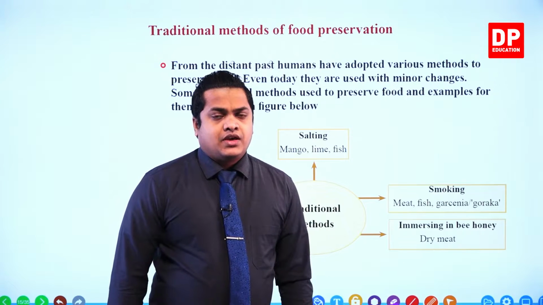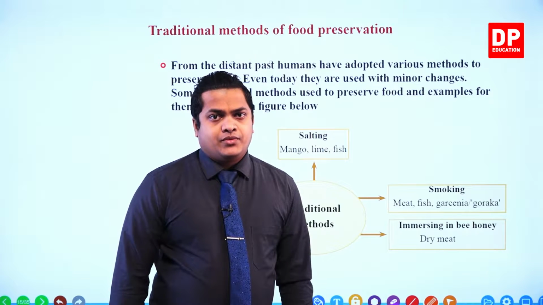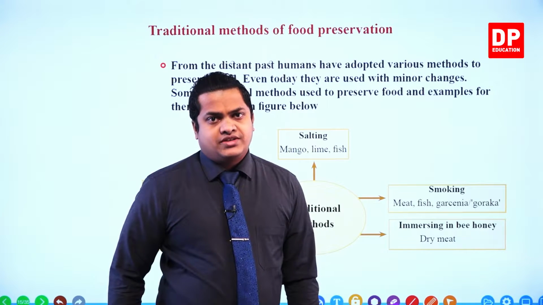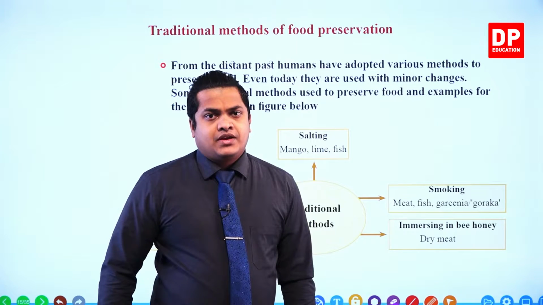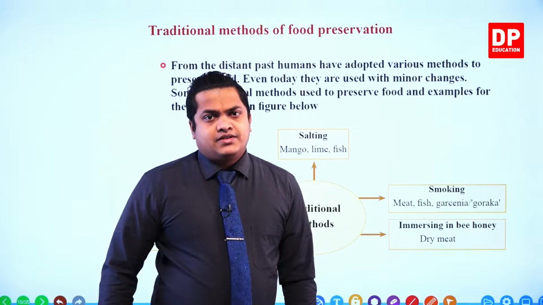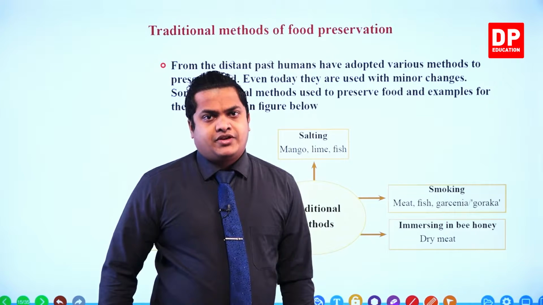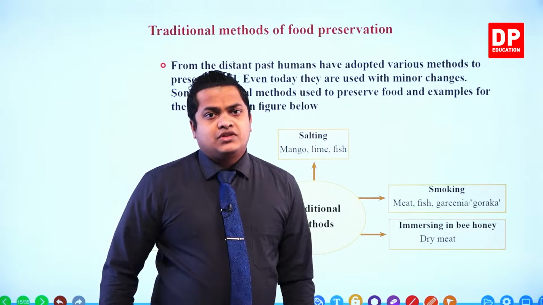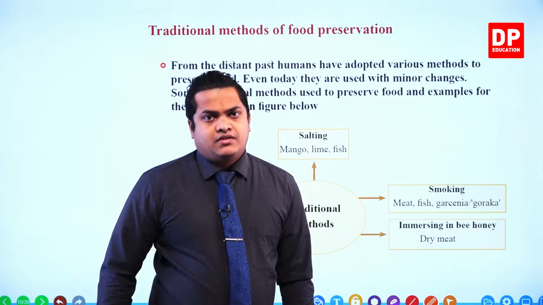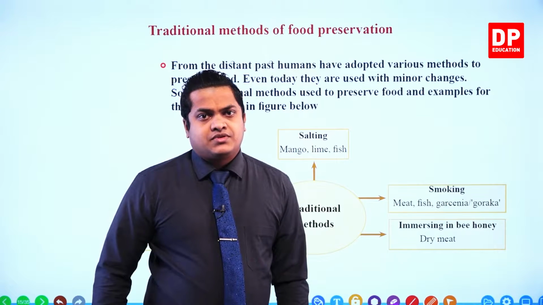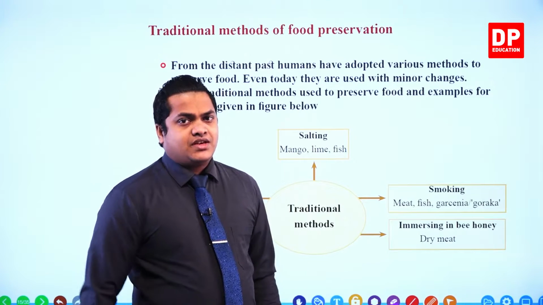In each of these steps, my dear children, the main thing that we are going to do is inhibit the growth of microorganisms. How? By controlling the factors favorable to microorganisms, like moisture and temperature. We are controlling those factors and minimizing the growth of microorganisms. That's how we preserve food items in each of these steps.